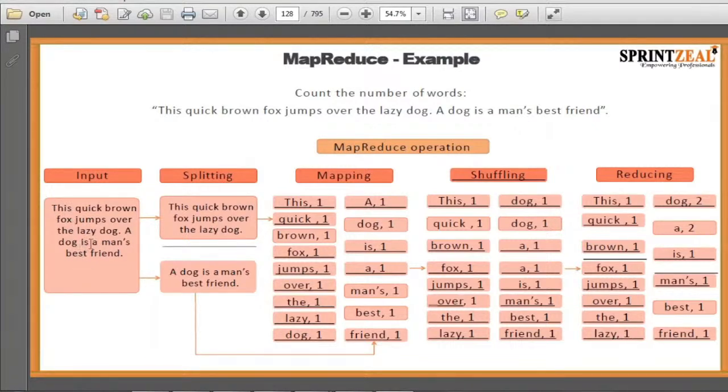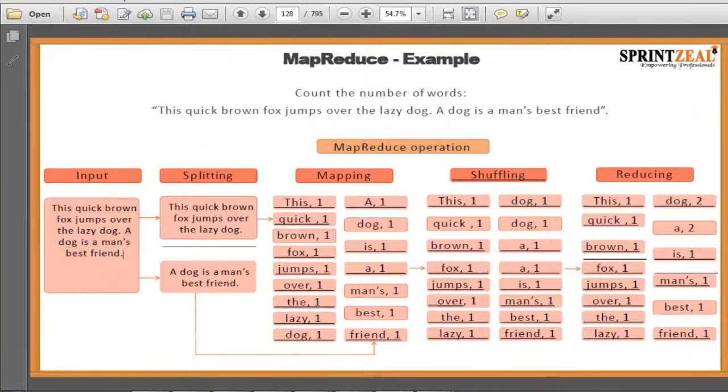Let's say, for example, this A. How many times has this A occurred? Or let's say dog. We see a dog over here and a dog over here. There are two occurrences of the word dog, and this has occurred only once. Similarly, quick has occurred only once. So if I need to find the count of all distinct words in this file, let's see how we can do it using map reduce.